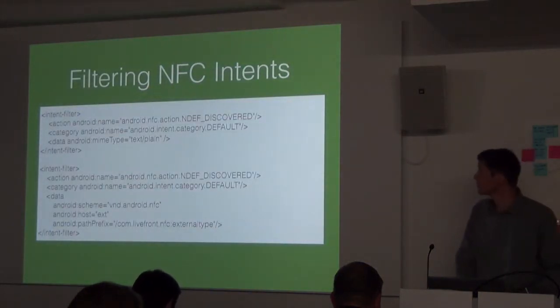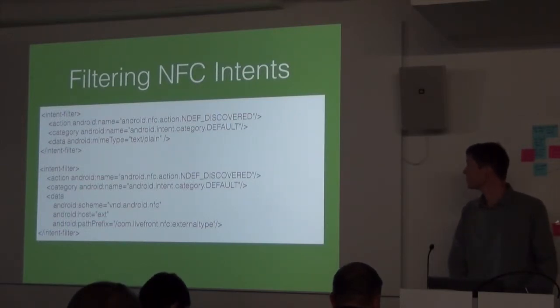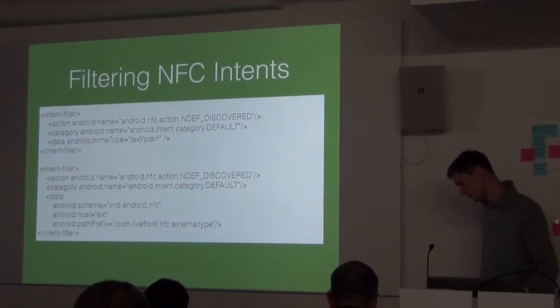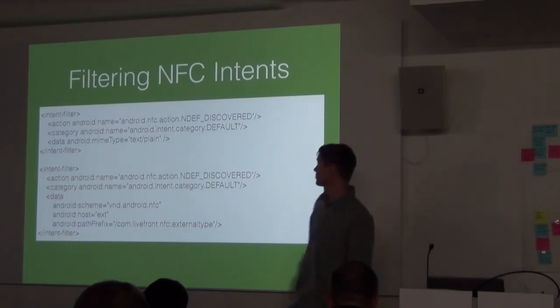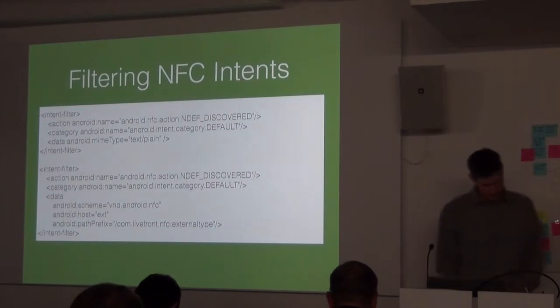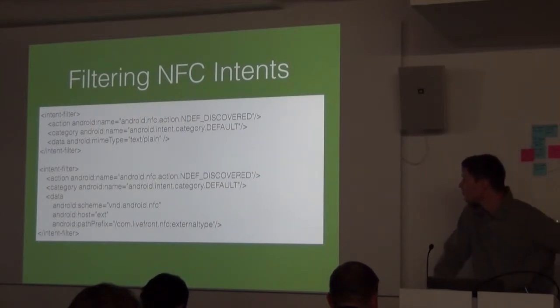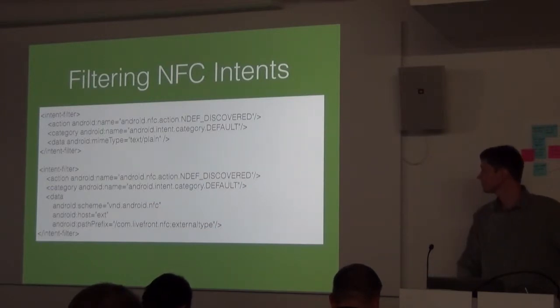So here's some intent filters that would be in the Android manifest for apps that are able to read NFC tags. This first one here is only looking for text plain tags. If it finds something else besides text plain, it's not going to handle that at all. And the next one below is actually handling a custom external type.